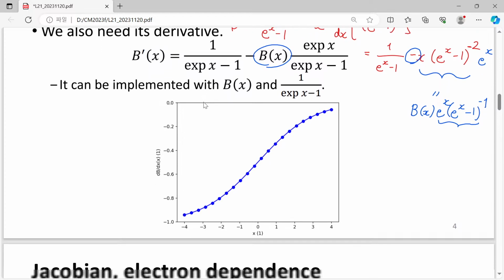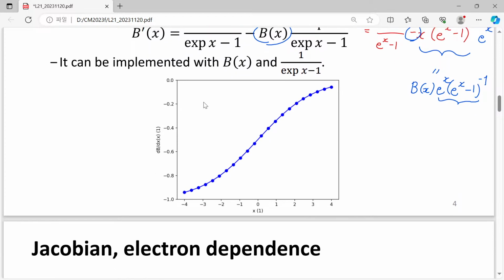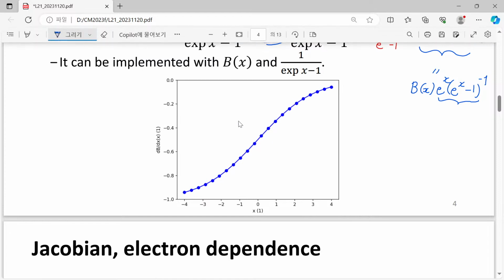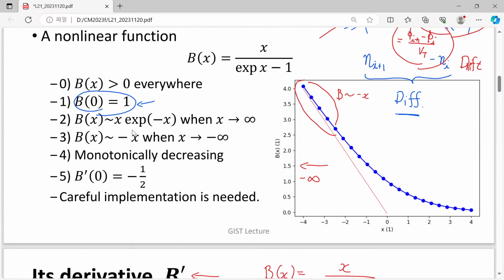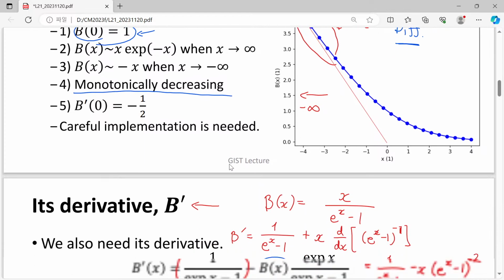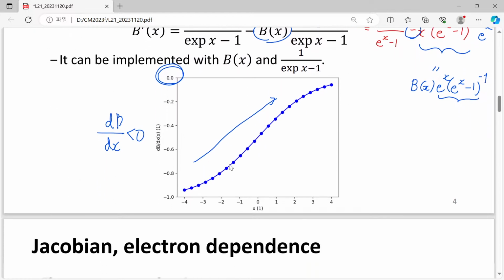Okay, so now you can understand this. Although it looks like just an ever increasing function, please note that here we have 0. So dB over dx is always negative, as explained in our previous slide, as a monotonically decreasing function. So that is not that difficult.